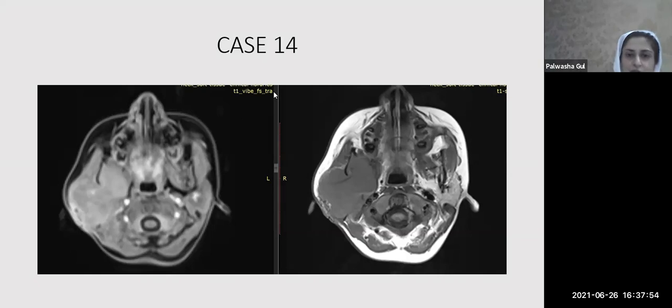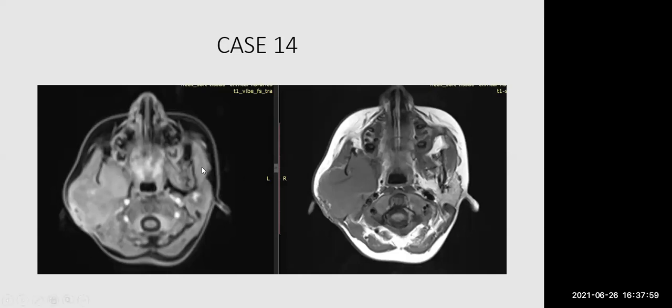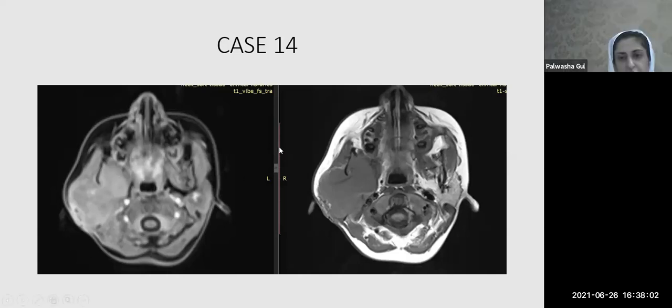So this was case number 14. This was a young patient, around 5 to 6 years old, and she came with a lump in her parotid region. MRI was done. These are post-contrast and pre-contrast T1 weighted sequences. We can see there is a large enhancing mass sitting in the parotid gland. But we can also see that it's going medially and anteriorly into the masticator space or infratemporal fossa, involving the pterygoids, and it is also abutting the masseter.